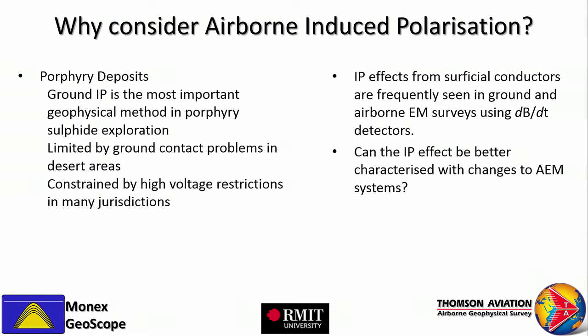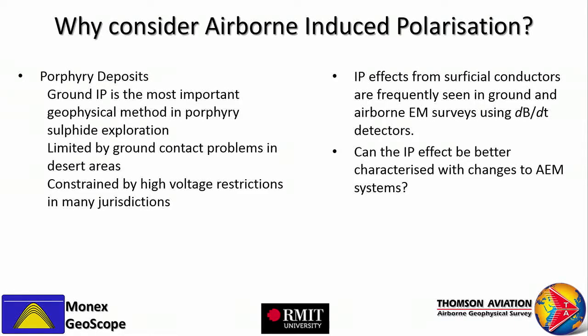So first, why consider airborne induced polarisation? Well, disseminated sulfides beneath conductive cover don't represent a very strong conductive target. So if you want to be able to detect them, you really would go for IP. And ground IP is the most important geophysical method for finding these porphyry sulfide explorations.